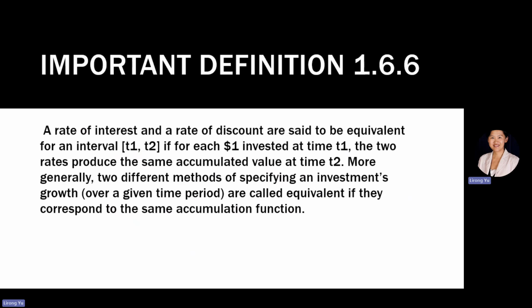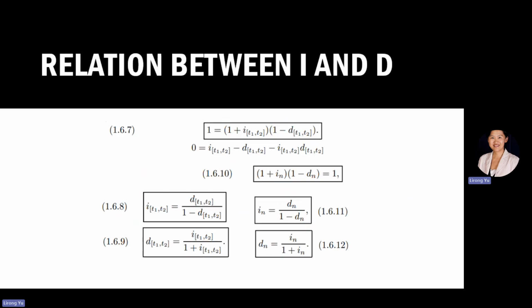More generally, two different methods of specifying an investment's growth are called equivalent if they correspond to the same accumulation function. So if you draw the timeline and draw the value on the timeline, if they're pretty much the same, then they are equivalent. We often have to calculate, for a particular cash flow, what's the discount rate and what's the interest rate. So this is really about the relation between the two.